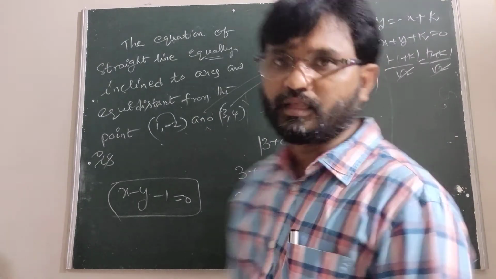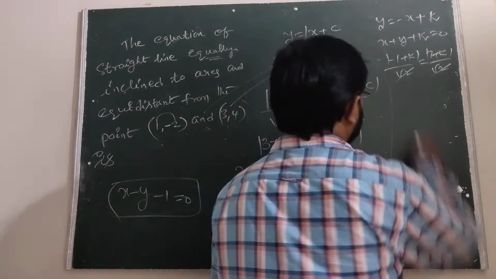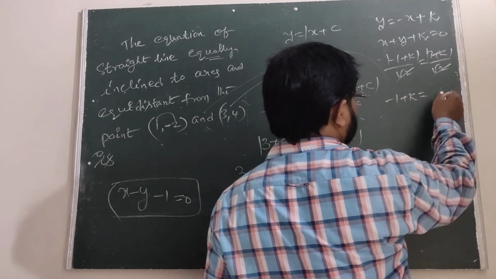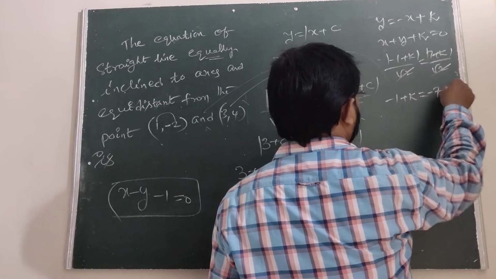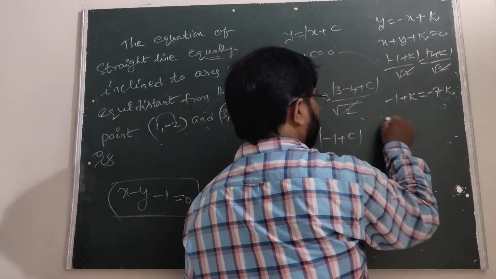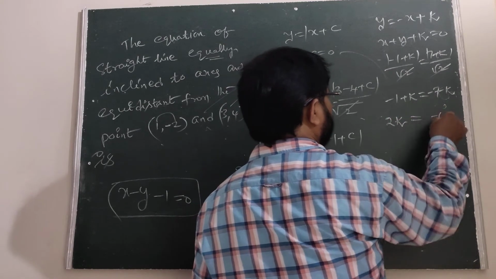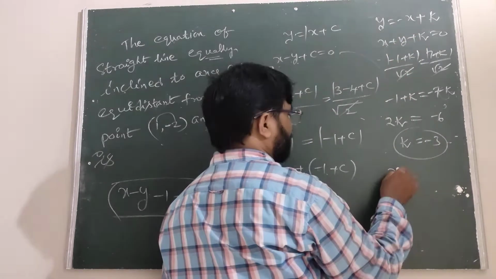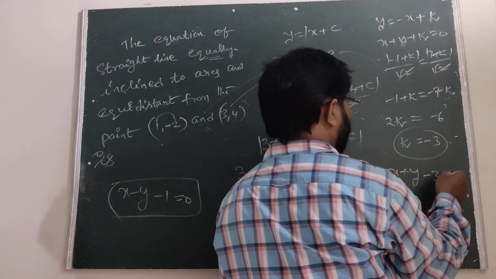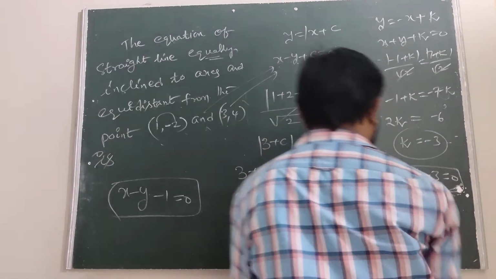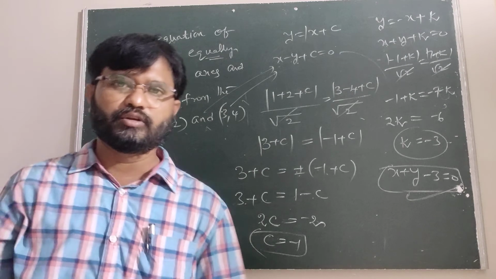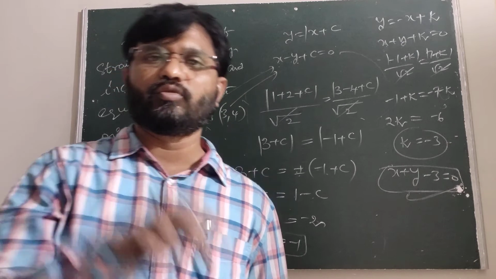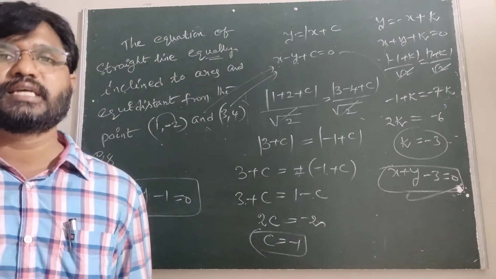Now we are taking the modulus. We can remove the modulus. This is minus 1 plus k, and the plus or minus is there. When we take the minus, 7 minus k. Sending the minus k to the other side, 2k equals minus 6. The k will be minus 3. The other line will be x plus y, k is minus 3, equal to 0: x plus y minus 3 equal to 0. These are the required lines which are equally inclined to the coordinate axes and equidistant from the given two points.